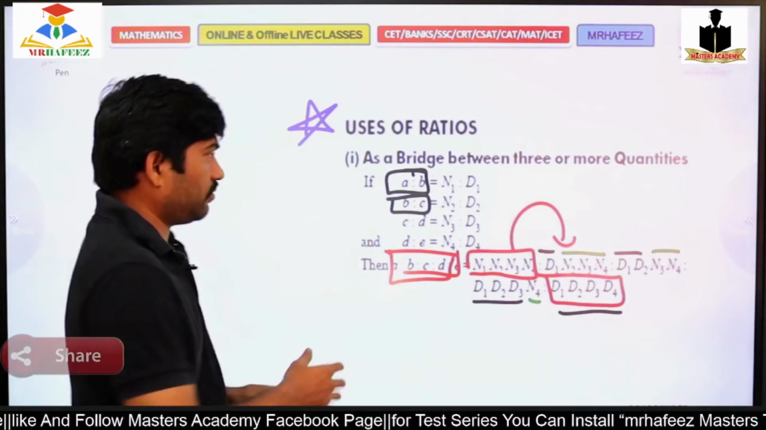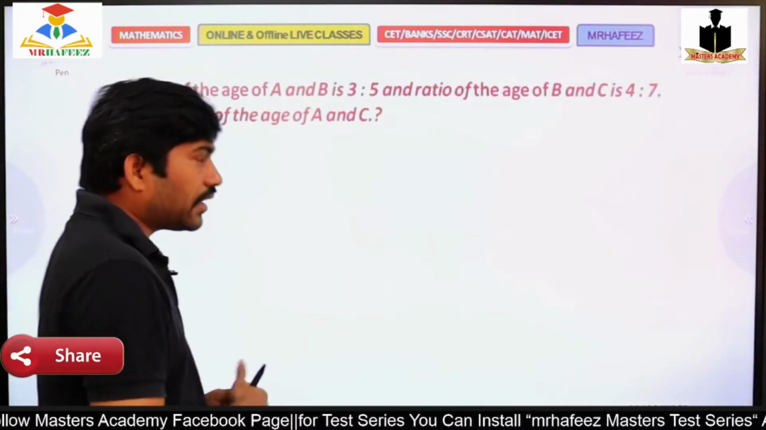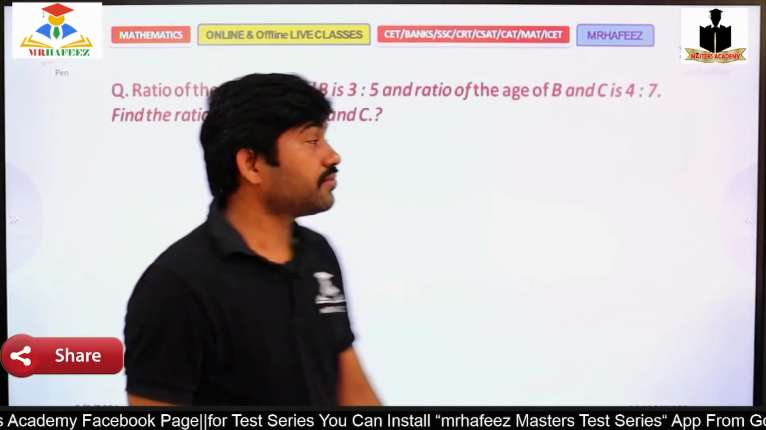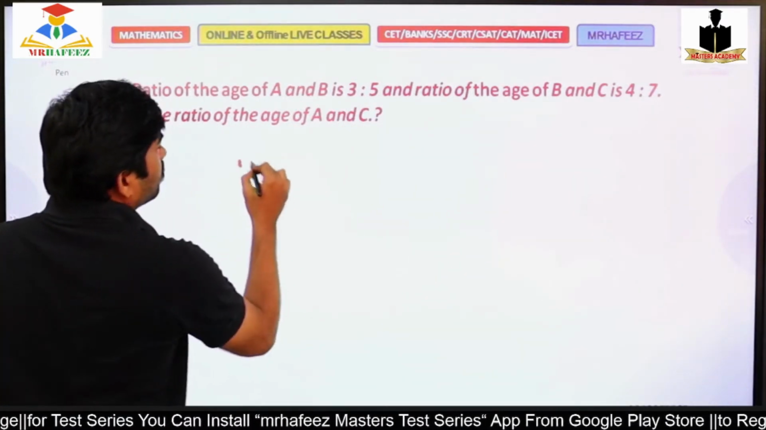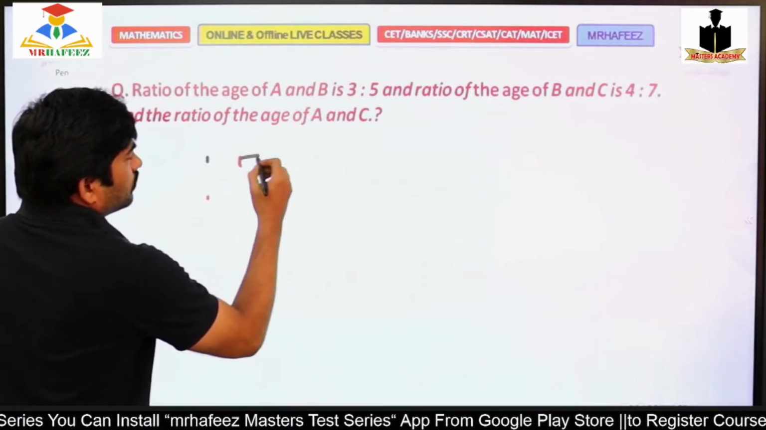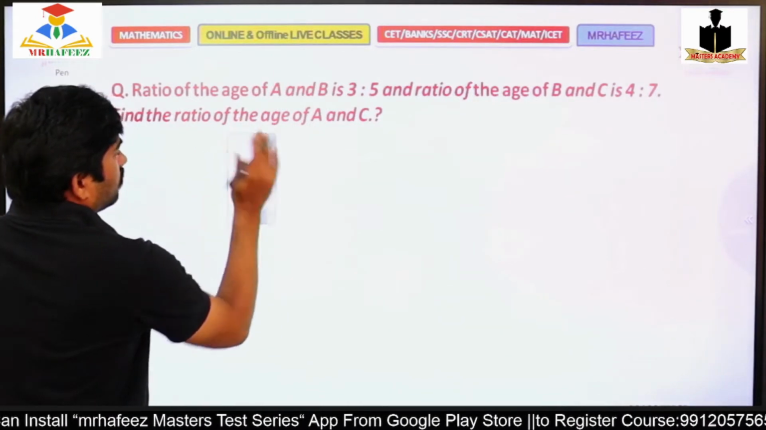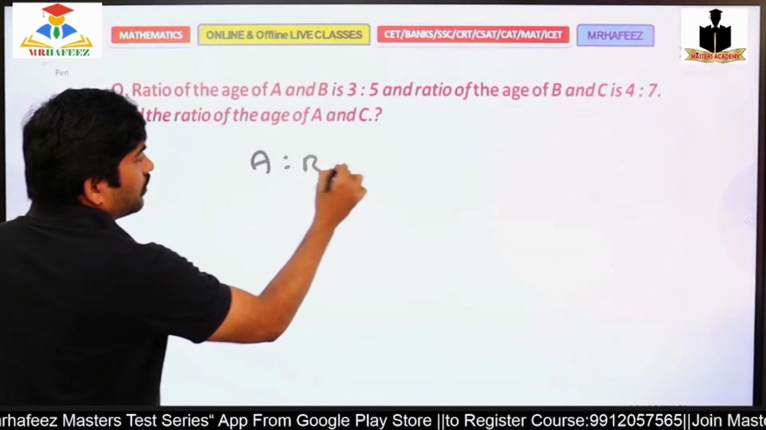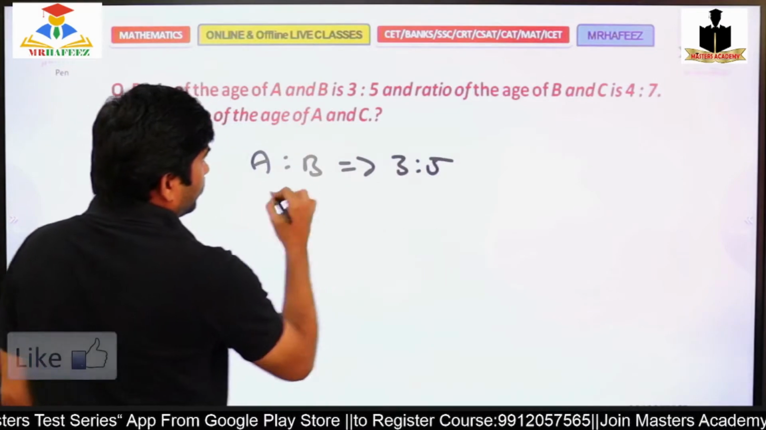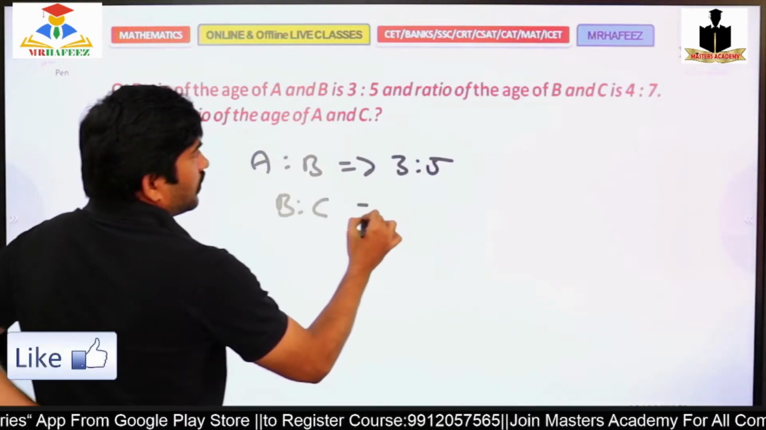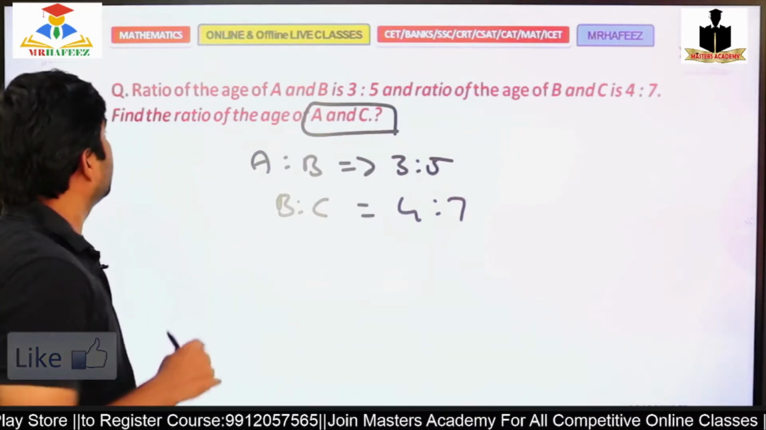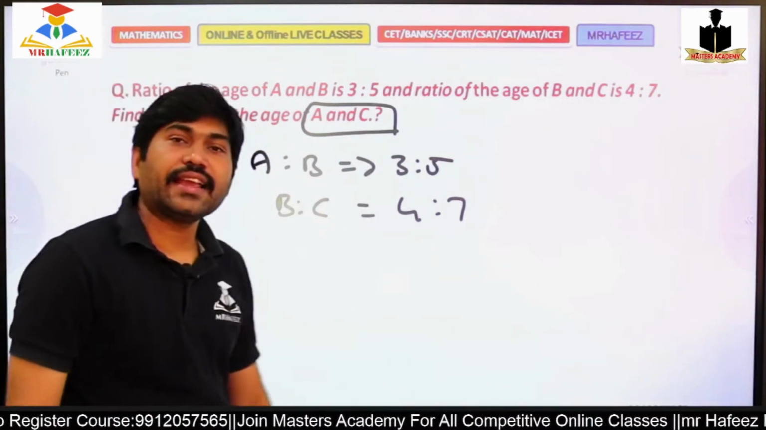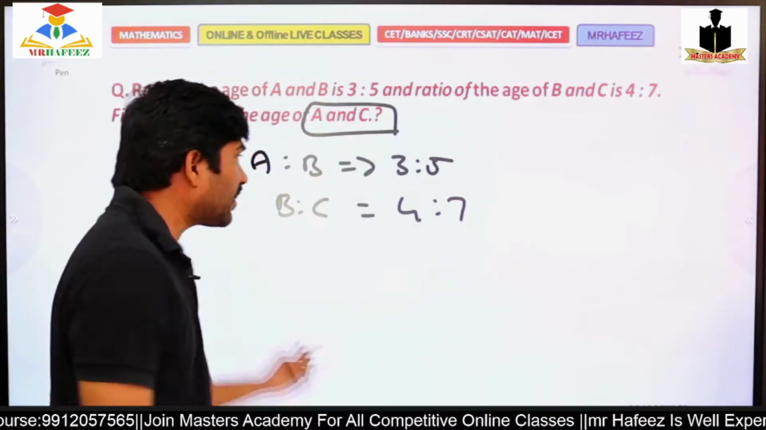Okay, moving to the next. Yeah, this is the present question. A is to B is 3 is to 5. B is to C is 4 is to 7. And what is the ratio of the ages of A is to C? They have asked for A is to C.